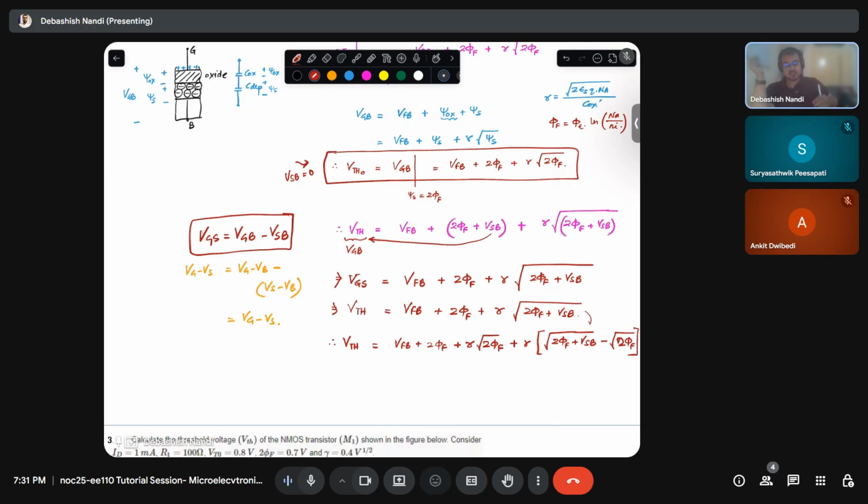See if this to this is okay. I have just added and subtracted this term. So now this becomes what? This quantity is my VTH0. VTH0 plus gamma root over 2 phi F plus VSB minus root over 2 phi F. So this is what your body effect is all about.